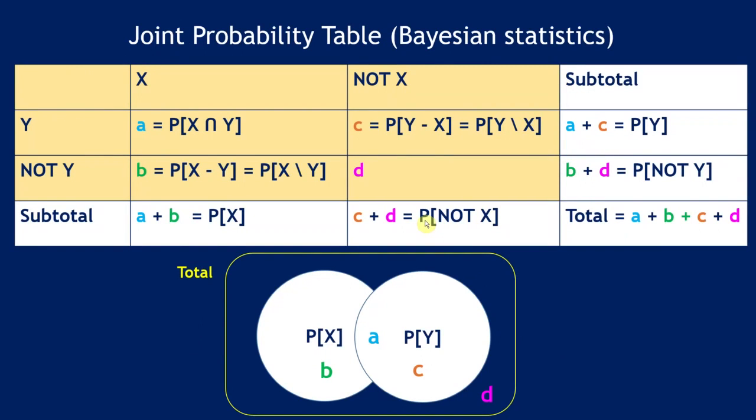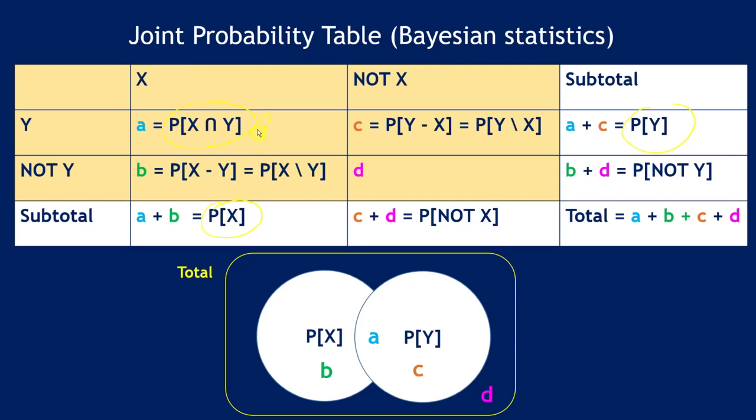We can see that from the joint probability table. So let's say that you have X and not X, Y and not Y. The probability of X and probability of Y are usually given. So you have these two pieces of information. However, what you don't have is the intersection between the two. So this piece is a question mark.